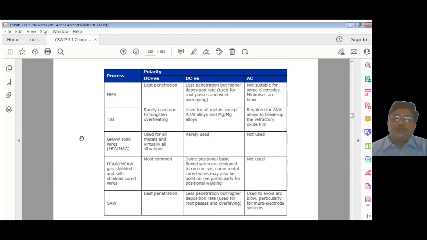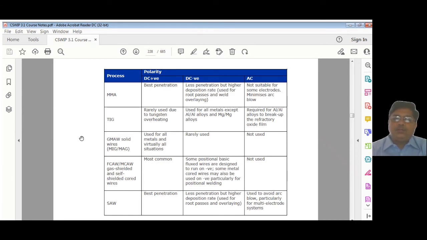TIG is rarely used with DC positive due to tungsten overheating. The tungsten will overheat if it is DC positive. DC negative is used for all metals except aluminum and aluminum alloys, and magnesium and magnesium alloys. For aluminum and aluminum alloys, the other polarity is required to break up the refractory oxide film. We will not talk about aluminum welding because we generally have no experience with it, but remember, the polarity is different for carbon steel and aluminum.